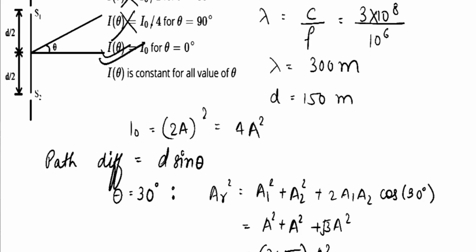So is the intensity constant for all values of theta? No, it is varying, as we already found for 3 different values. So this is also wrong. So our answer is option C.